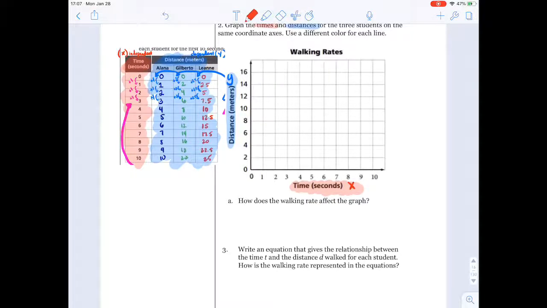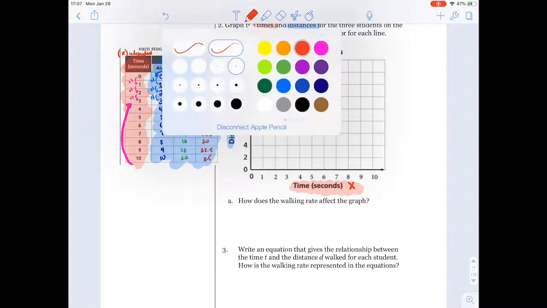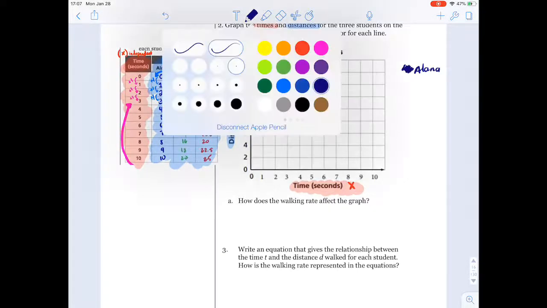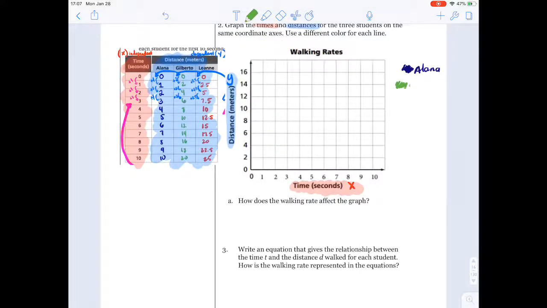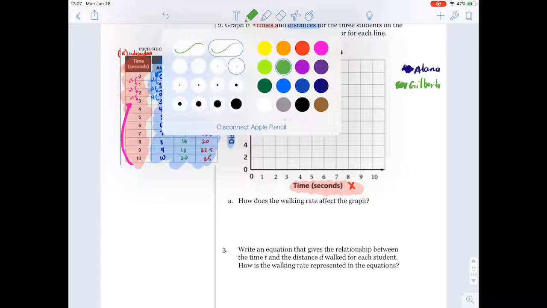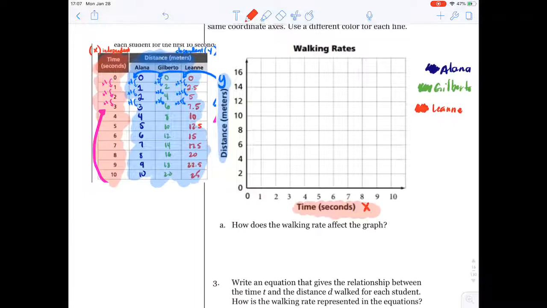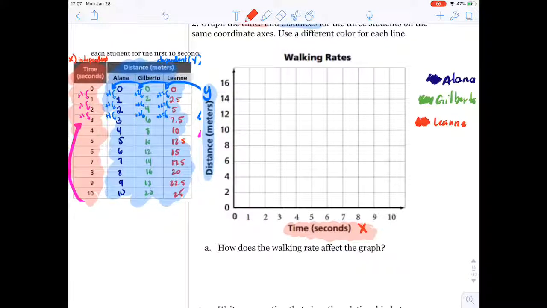All right. Now, I'm going to work with Alana, and Alana's is in this dark blue color, okay? Here's Gilberto in green. These characters or people in our story actually show up in the 8th grade book as well with a very, very similar story. So it's important that you understand what they are doing. Okay, so let's work with Alana first.